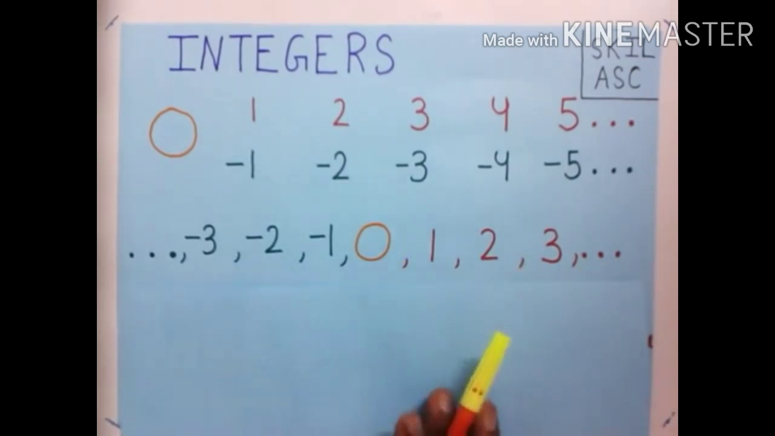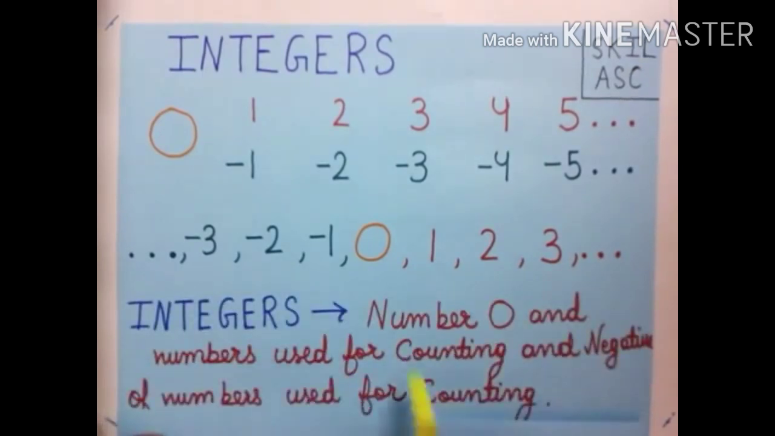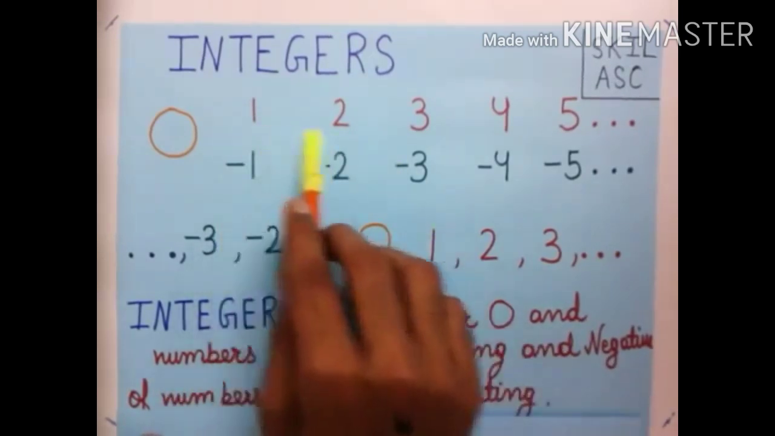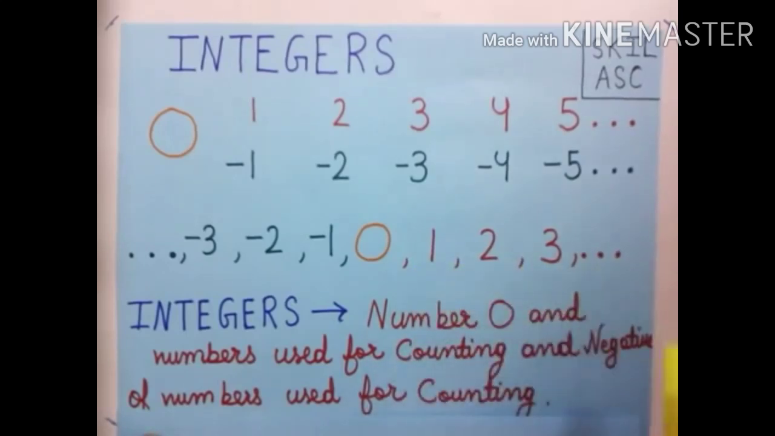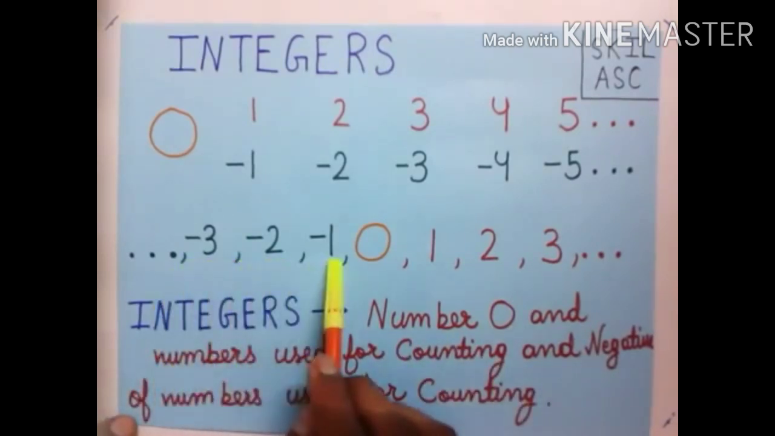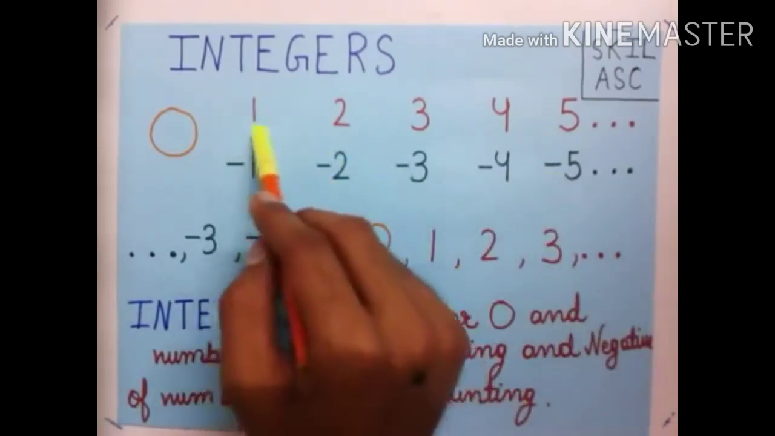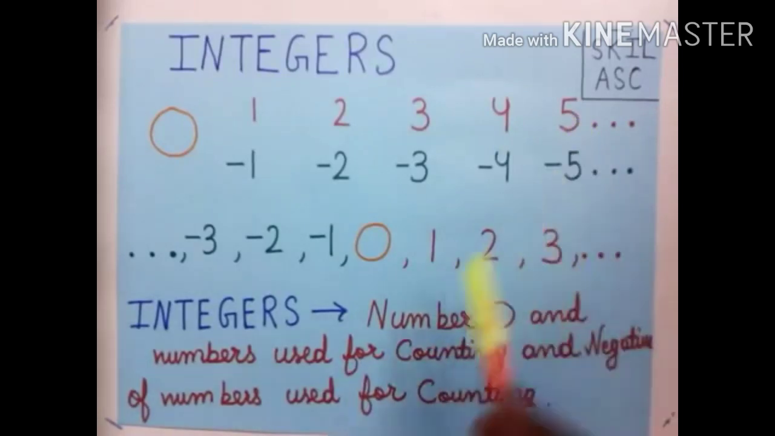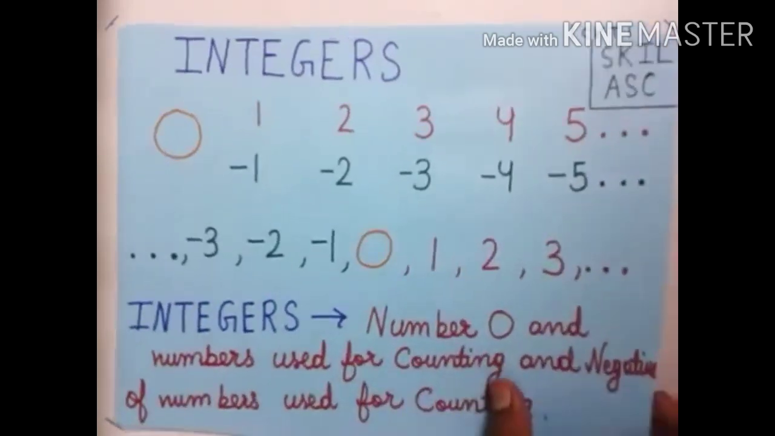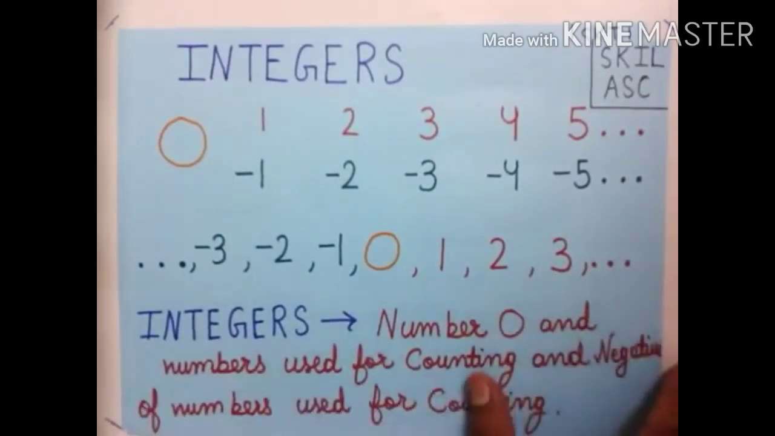Now I can define integers as the number 0, the numbers used for counting, and the negative of numbers used for counting. You see, I have put a negative sign to all the numbers which are used for counting. That's how we get integers. Now we will take a few examples of integers, or I can say that we will check so many numbers to see if they are integers or not.